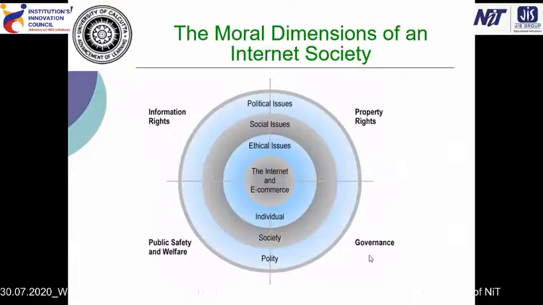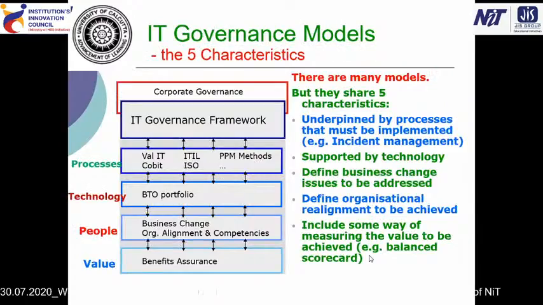So this one is our system in the pyramidal structure, the coordinate system in the global position, from information to governance. Next, these are the governance and models. These are very different models, but we here conclude with the 5 characterization model. There are many models, but we have the process. Every model has process, technology, people, and values. Benefit of assurance is the value.